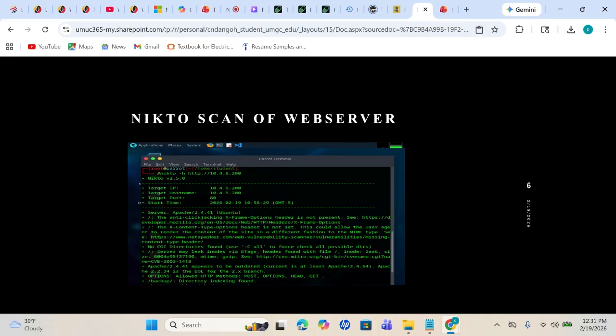Now, for more confirmation about what information is found on the web server, I carried out a Nikto scan on the web server, and you can see over here the Nikto scan on the server 10.4.5.200. It came out with a lot of useful information, like the server, the version, Apache 2.4, the version of Apache running on the server, and it gave a lot of information that I could use to exploit and get a general image of the data or the network of the organization.